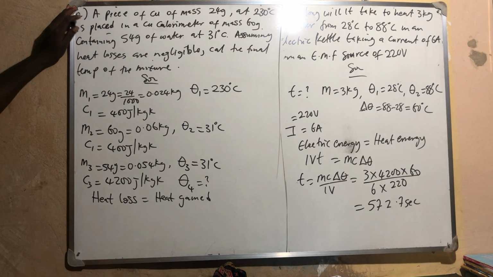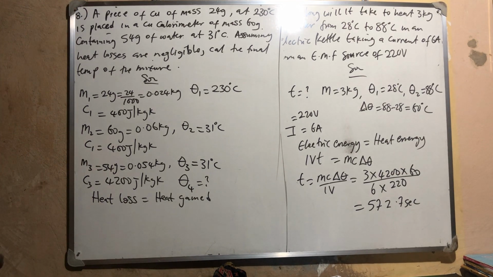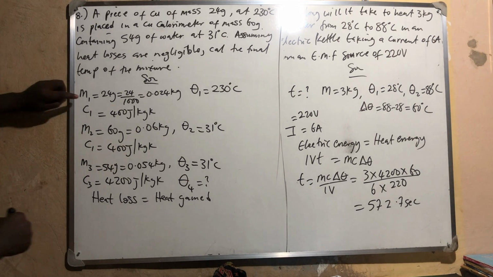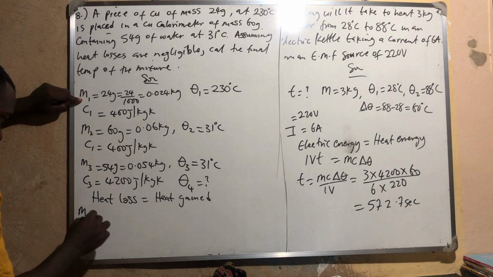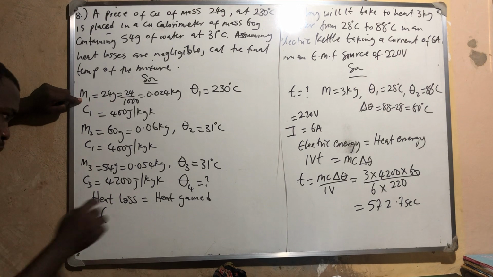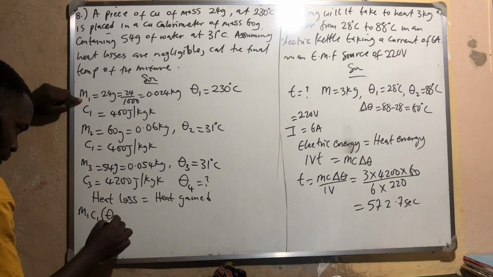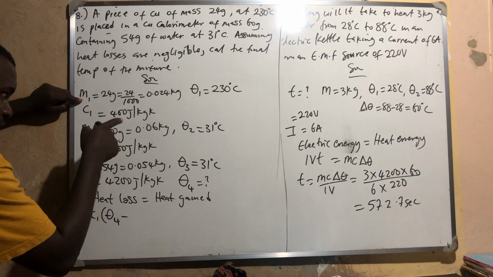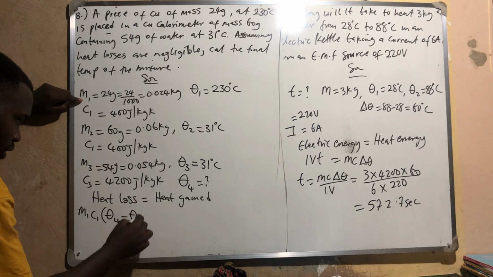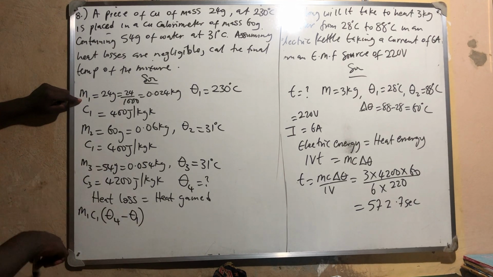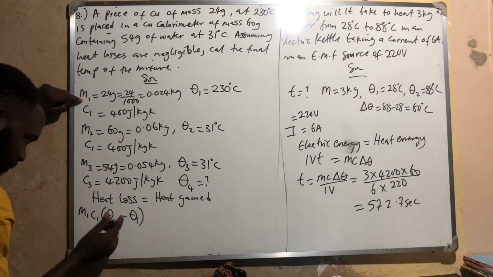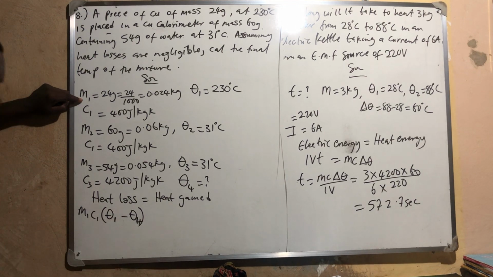Okay? And who is losing? The copper is the one losing. So since the copper is losing, I'm going to have M1C1. Then the change in temperature is supposed to be the final temperature, theta 4, minus the temperature of the copper, theta 1. But since it is loss, not gain, it will not be theta 1 first before theta 4, because it is loss.